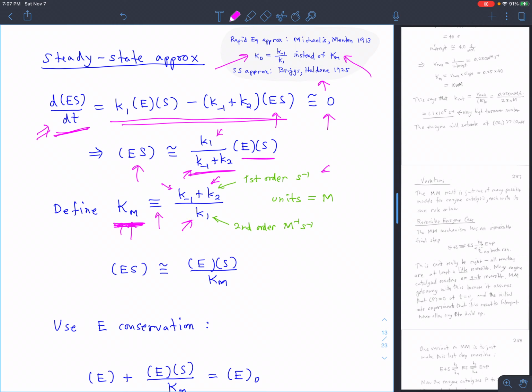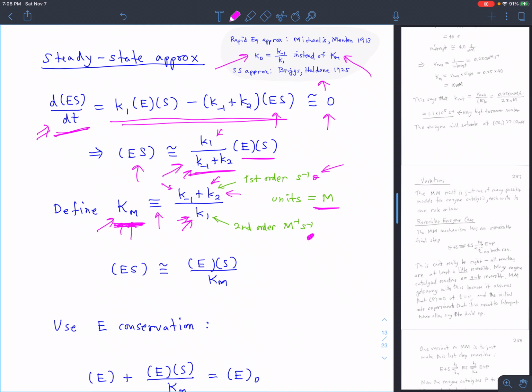I have in green here, notice that these are both first order rate constants. The k1 down here, though, is a second order rate constant. So the units on the top are seconds to the minus 1. The units on the bottom are molar to the minus 1, seconds to the minus 1, which means that Km has units of molar. It's not really an equilibrium constant. It's a collection of fundamental elementary kinetic rate constants.